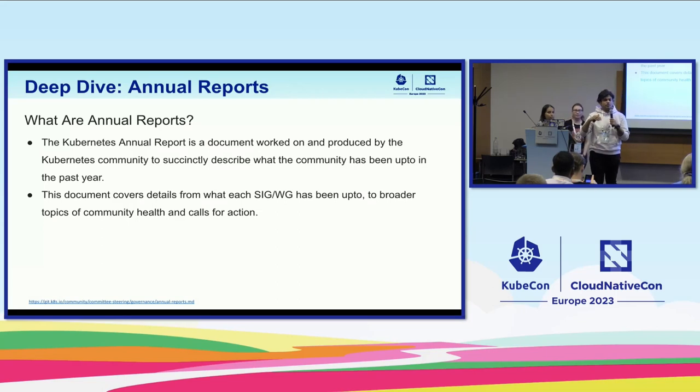Before we start talking about what we've worked on to do that, let's give a little bit of context about what annual reports themselves are. The Kubernetes annual report is a document that is worked on and produced by the community every year. Every SIG and working group puts together information about what they've been up to, along with questions such as: how many reviewers and approvers does your SIG have? How many sub-projects does your SIG have? Are there new sub-projects that were introduced? The point of these questions is to get telemetry on the health of your SIG. There's still a long way to go to accurately gauge the health of a sub-project or a SIG, but this is a great starting point.